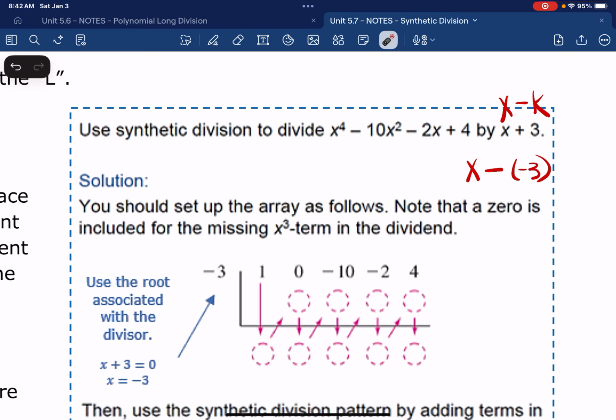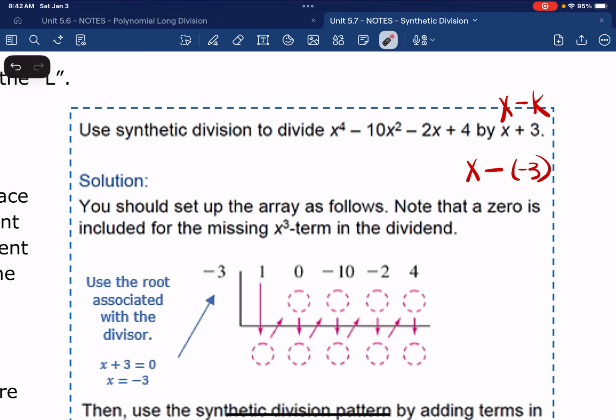Then we need to list out all of our coefficients. I want you to pay attention and recognize this first. We start with x to the 4th power, but I'm missing an x cubed term. We go straight to x squared after that. So it's important that we have placeholders for those missing terms.